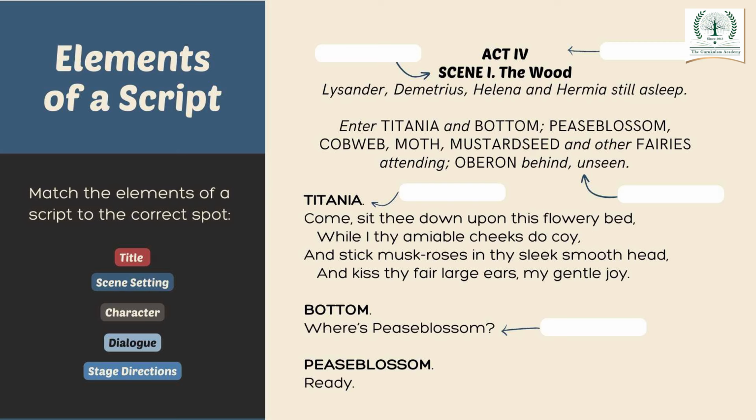Act 4, Scene 1. The wood. Lysander, Demetrius, Helena, and Hermia still asleep. Enter Titania and Bottom, Peaseblossom, Cobweb, Moth, Mustardseed, and other fairies attending. Oberon behind, unseen. Titania: Come, sit thee down upon this flowery bed, while I thy amiable cheeks do coy, and stick musk roses in thy sleek smooth head, and kiss thy fair large ears, my gentle joy. Bottom: Where's Peaseblossom? Peaseblossom: Ready.